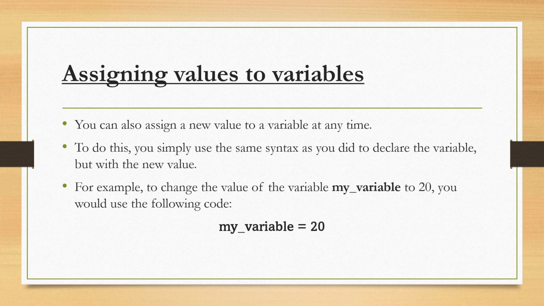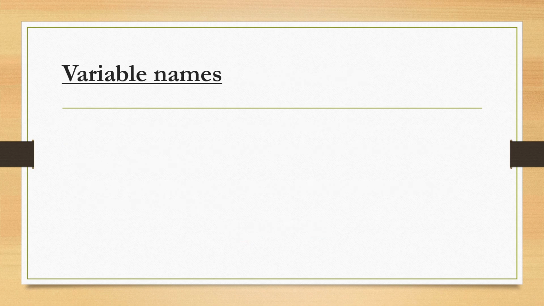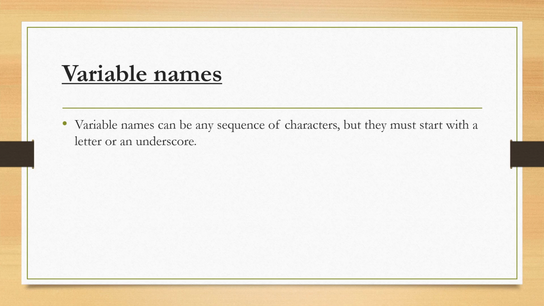Now how can we assign values to it? We can directly give the value like this, and we can change the value to 20. So that is how we can update the value of a variable. Now, variable names. There are some rules we have to consider when we are giving names to variables. So we are going to see the rules.